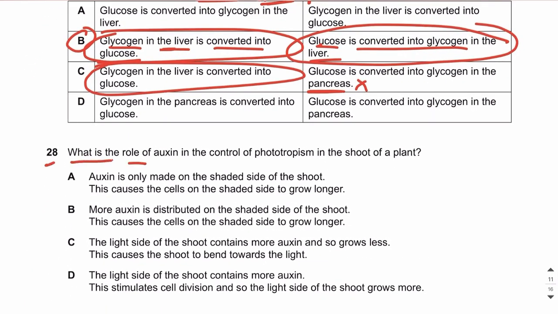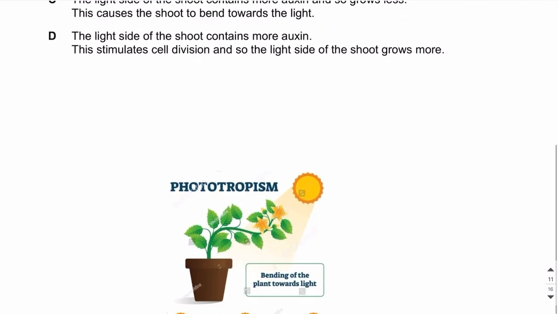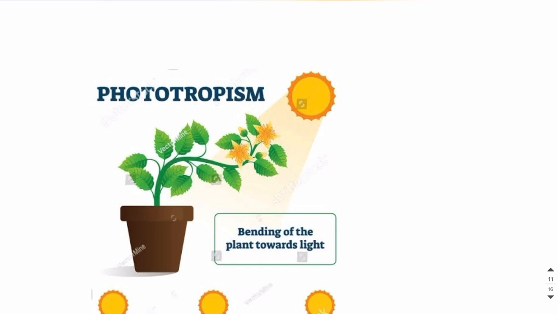What is the role of auxin in the control of phototropism in the shoot of a plant? Okay, guys, so we have to discuss what is phototropism. Phototropism is when the shoot of the plant bends towards the light. And to be more precise, this is known as positive phototropism. How do we define positive phototropism? When the shoot of the plant bends towards the light.